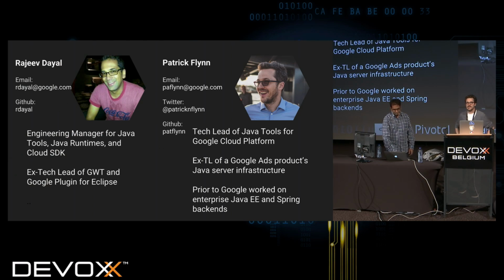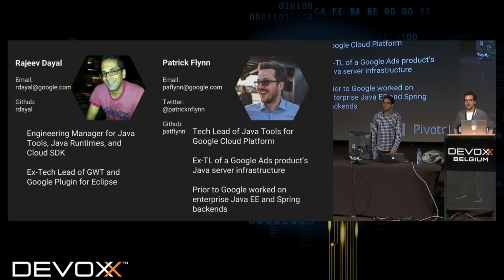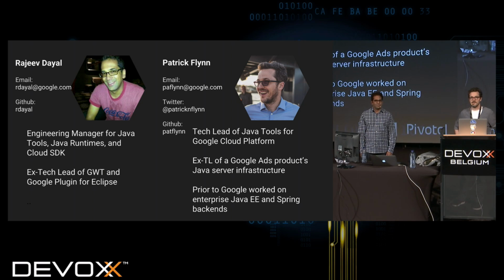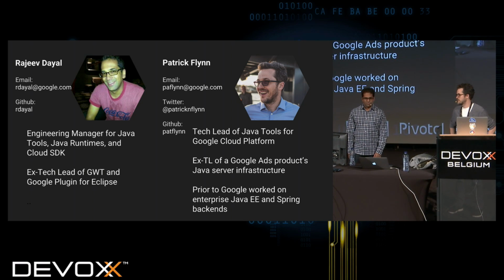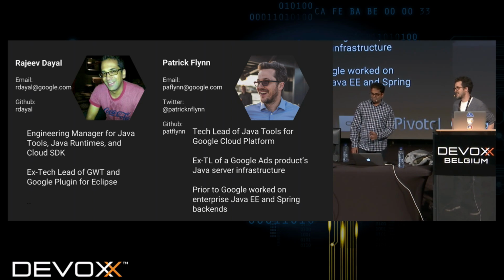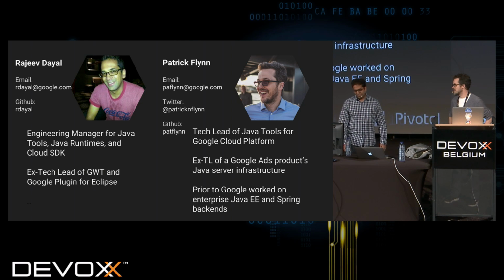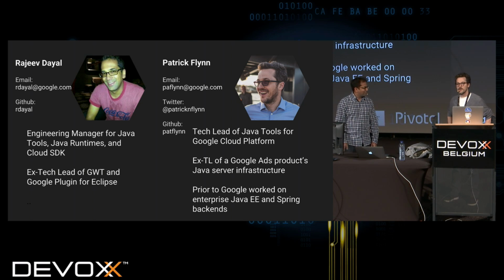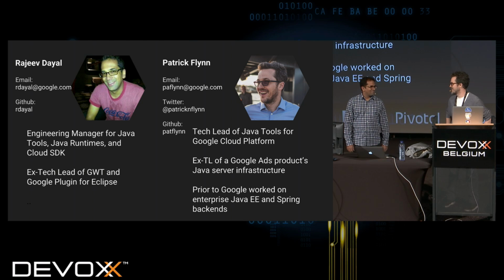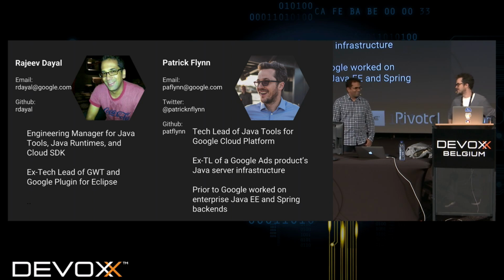My name is Patrick Flynn. I'm the tech lead for the Java tools team on Google Cloud Platform. So, all your tooling needs for build tools, Maven, Gradle, IntelliJ, Eclipse, that's us. Oh, wait, I also forgot that I've been working at Google for around 9 years now. I've only been on tools for the last 2. Before that, I worked in ads, Java server infrastructure. And before that, I sort of suffered in the wilderness working on supply chain management, Java backends.